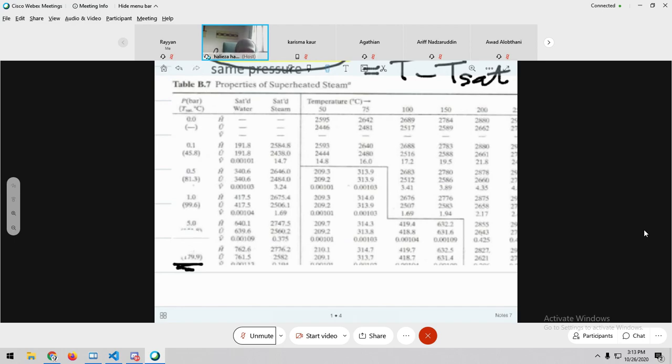Okay, let's have a blue color. This is 10, that's the region that I want. Okay, 10 bar, and the saturated temperature is 179.9. That is your saturated temperature.